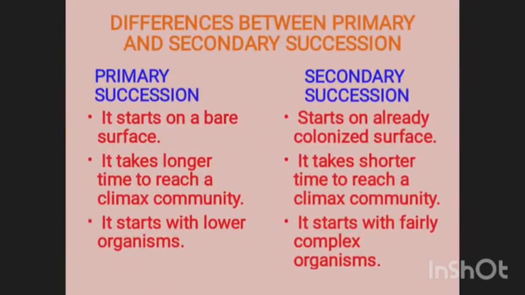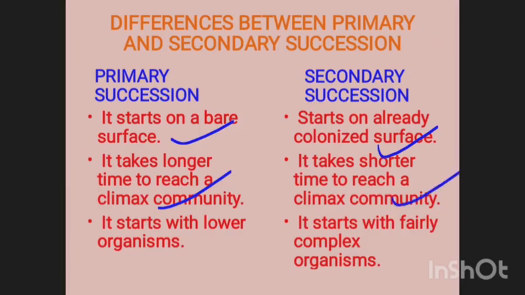Let's move on. Let's look at the difference between primary and secondary succession. Now, primary succession starts on a bare surface. It can be rock, a pond, or bare ground. While secondary succession starts on an already colonized surface, which means a surface that had plants before. Number two, primary succession takes a long time to reach a climax community, but secondary succession takes a shorter time to reach a climax community.